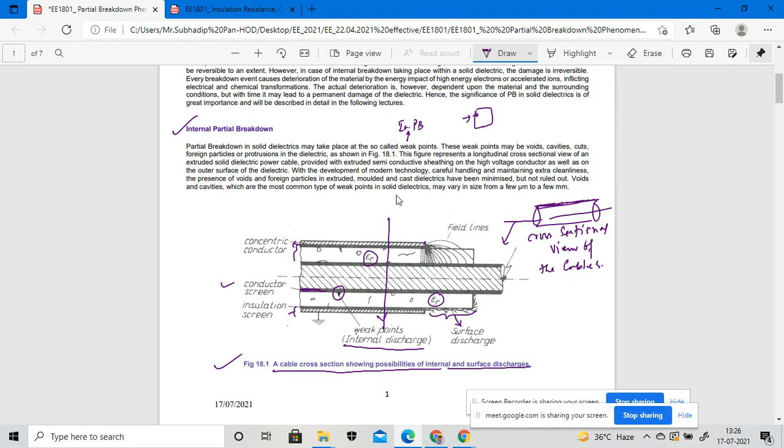Otherwise there may be an insertion of some voids or some cavities, or due to moisture, it may happen inside the cable. There may be some damages, some cut sections. So due to modern technology, we can adopt this. Now what we will do is clean. That means proper cleanness, careful handling, and proper extra cleanness will be taken into consideration inside the cable as well as outside the cable.